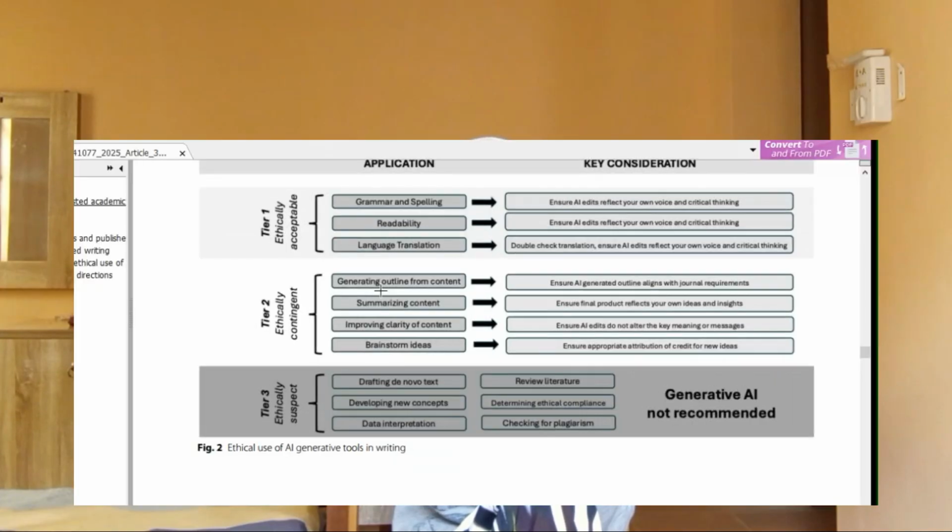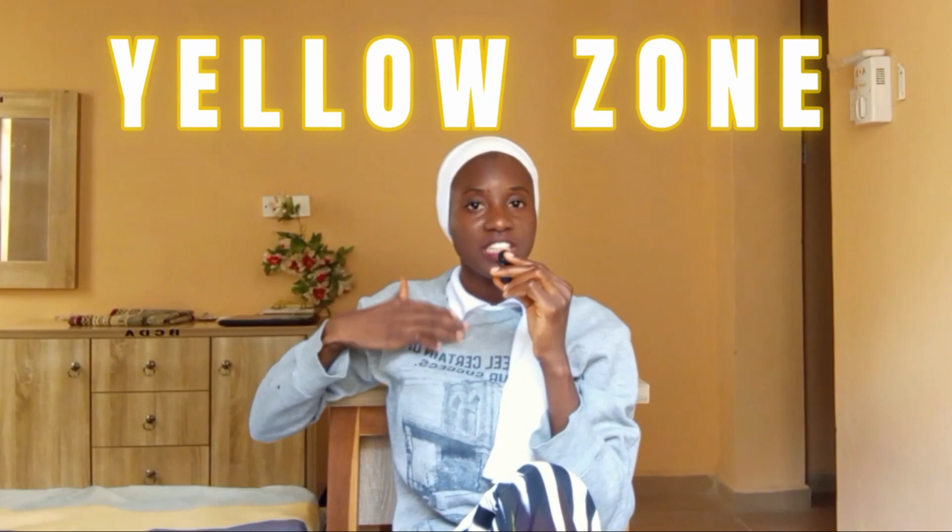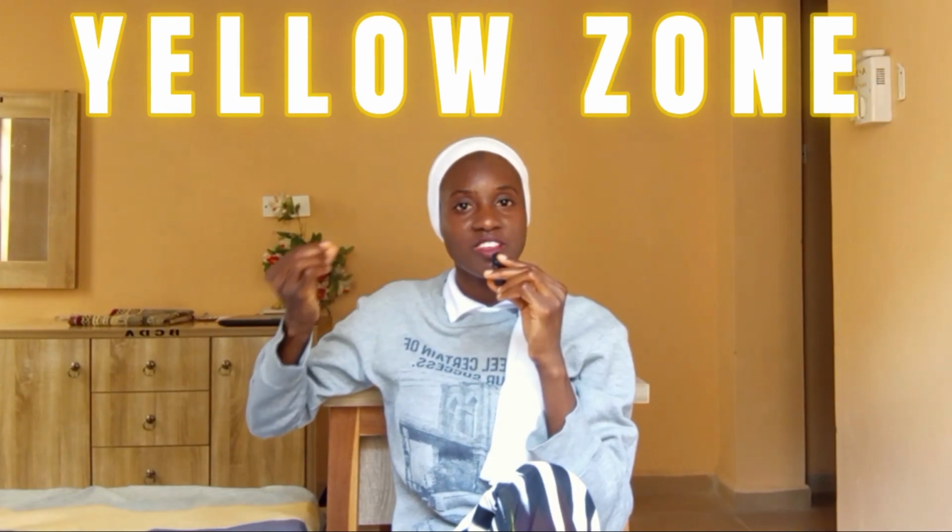Now let's move on to the next zone, which is the ethically contingent. I choose to call this the yellow zone because in this zone you can use AI tools, but you need to be really careful. It's the middle ground. What you can use AI tools for in this zone is brainstorming ideas and generating outlines.